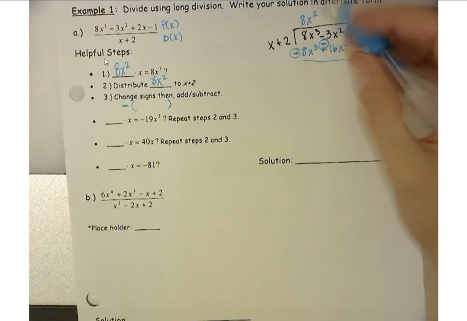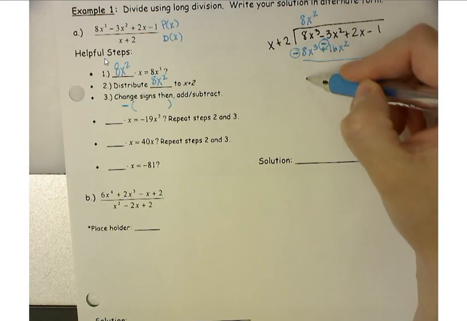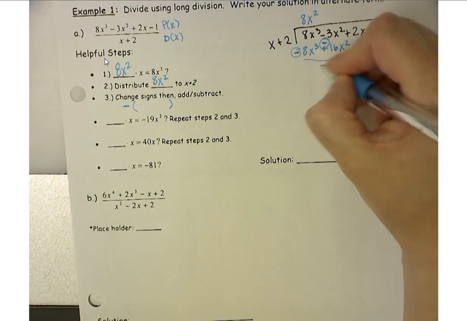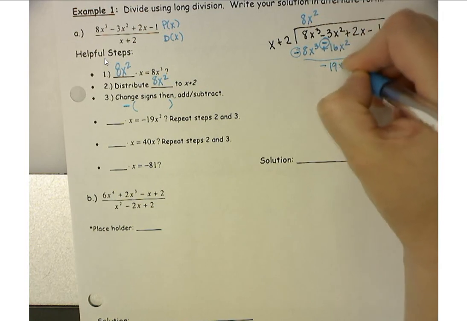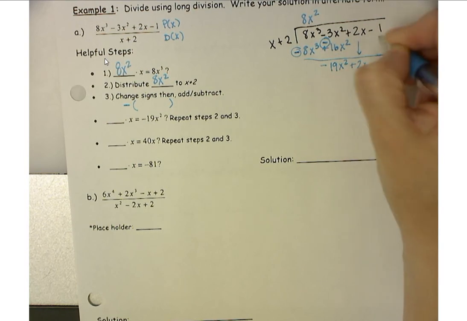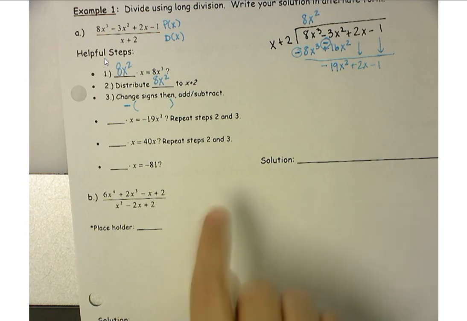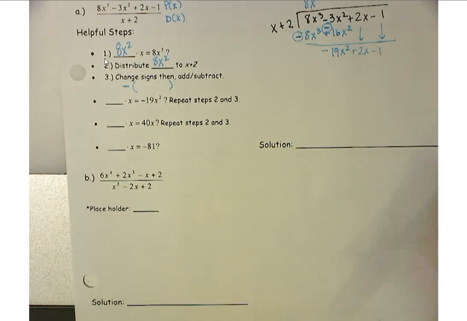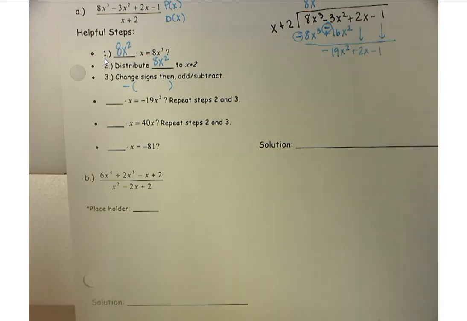All right, so 8x cubed minus 8x cubed is 0. Negative 3x squared minus 16x squared is negative 19x squared, yep. And then I'm just going to bring down the rest of it. So plus 2x minus 1. Okay, so now what we're going to do is look at the next one, and we're going to start repeating our steps.